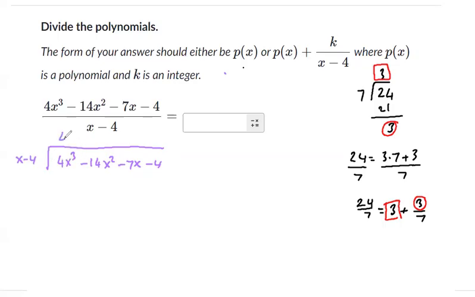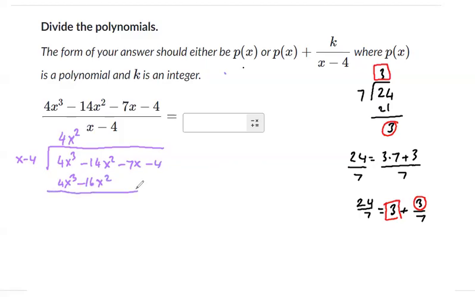Which means I have to get a 4 for sure. x times something should be x cubed, so that something has to be x squared. Which means my first term is 4x squared. Now I multiply this by the entire expression that we are dividing by. 4x squared times x is 4x cubed, and then 4x squared times negative 4 is negative 16x squared.